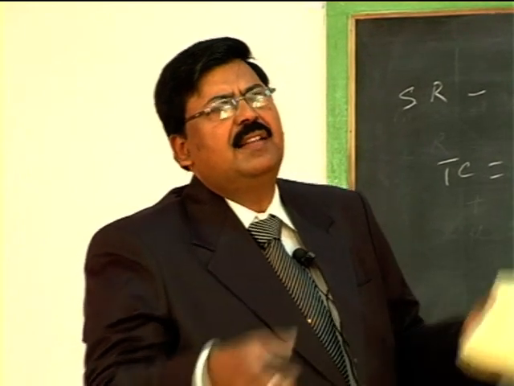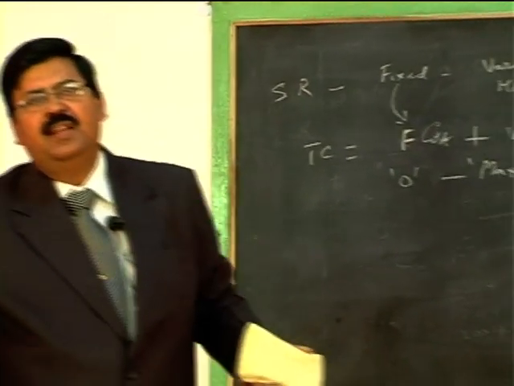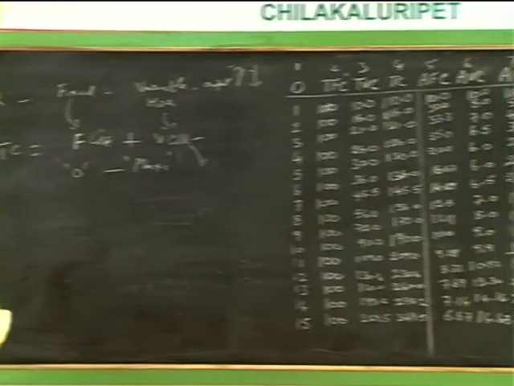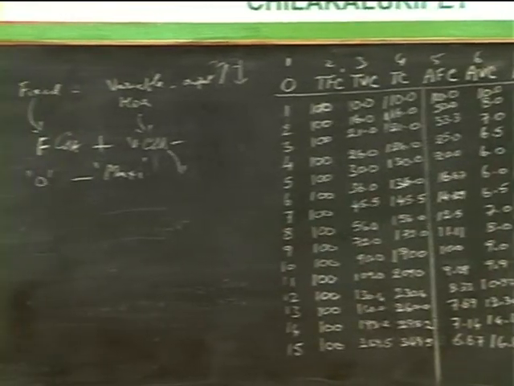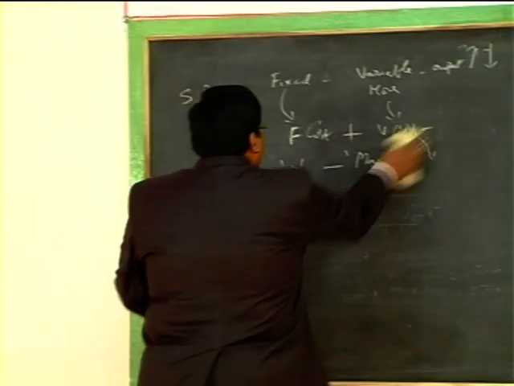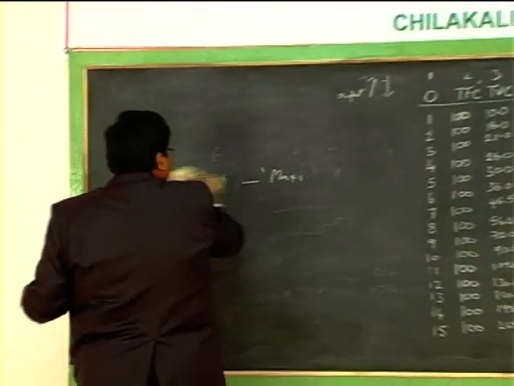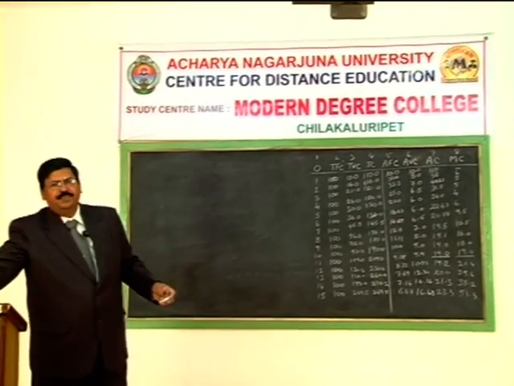As I told you earlier, the same points we try to explain with the help of numbers and also with the help of a graphical presentation. These are only aids to explain a concept or proposition. So let us take the case of a firm whose output schedule is given here.